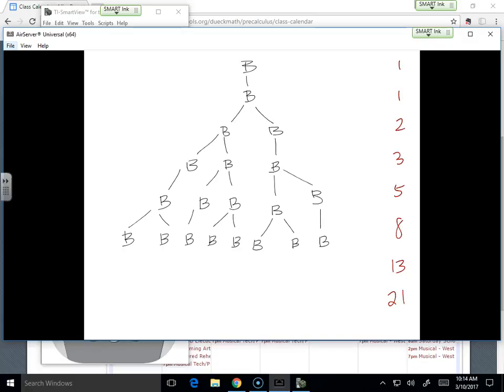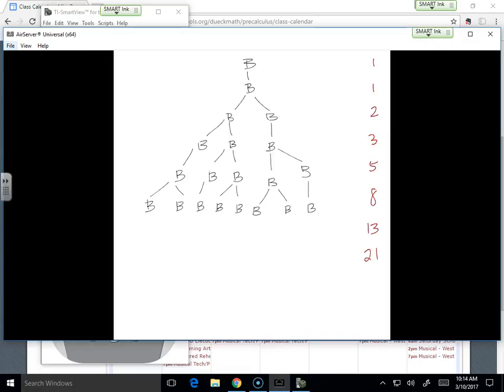Now, question, how could I make a recursive sequence that defines how this sequence works? What does this sequence start with? Just 1? Some people say 0 and 1. The better way of looking at it is probably it starts with 1 and 1.